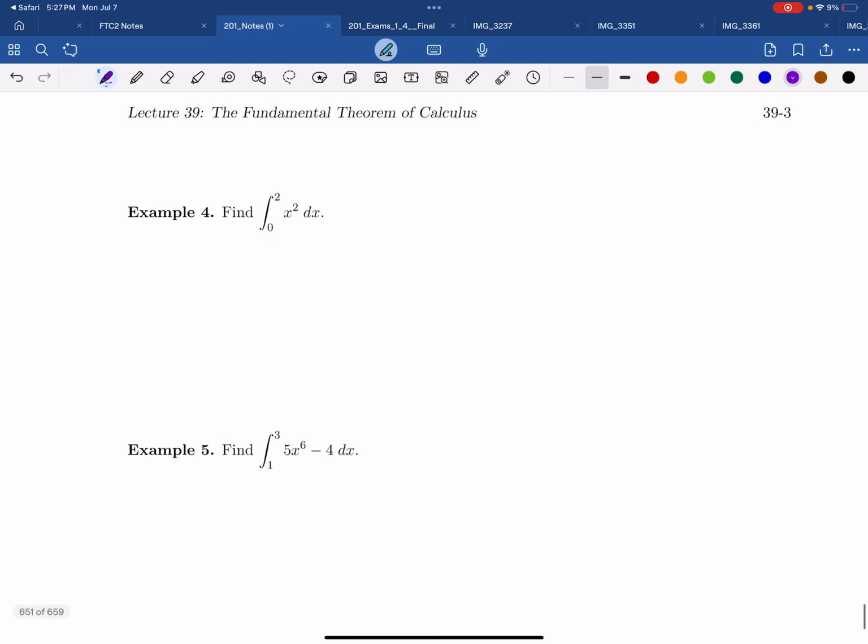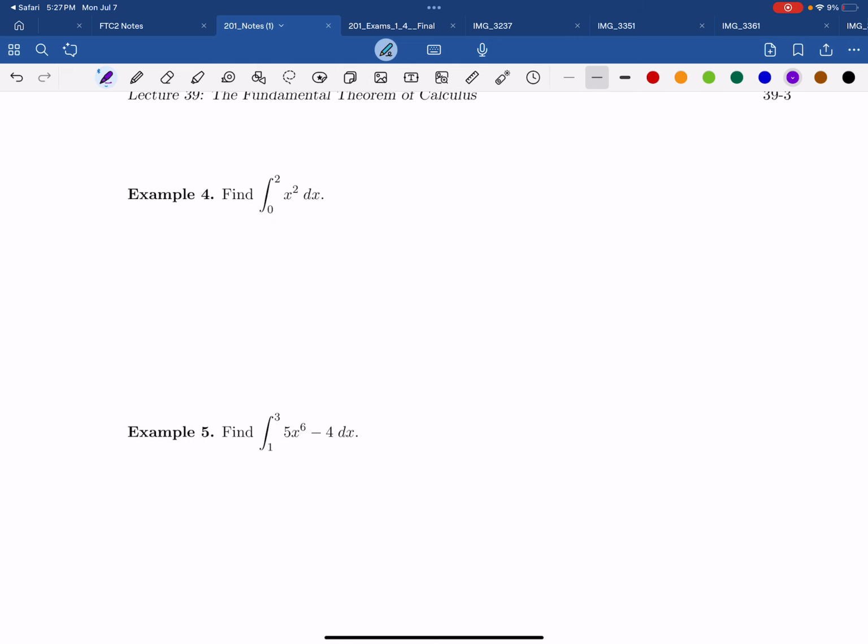Okay, so let's just do a bunch of examples at this point. All right, remember that problem that we worked so hard to show that it was 8/3? Well, let's see if we can do this a bit quicker now. We know that the antiderivative of x squared is 1/3 x cubed, and then this is the notation.